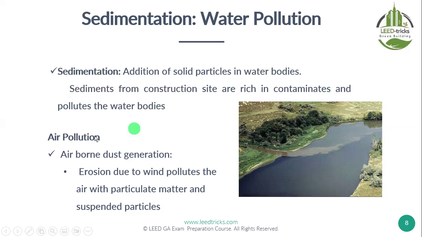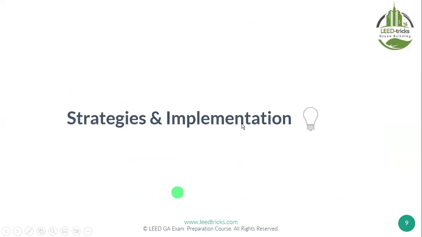It can also cause air pollution. Let's say it will dry, even dust without water running off. The air will take this soil and spread it everywhere, causing airborne dust generation. So, erosion through water and air.